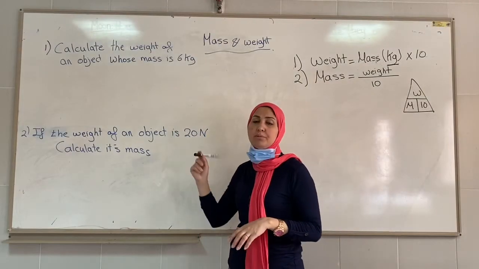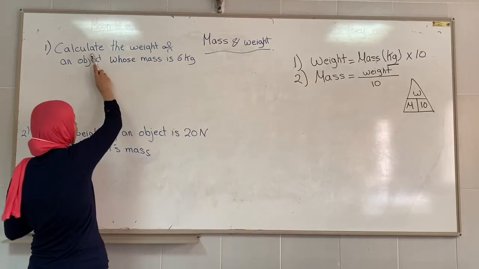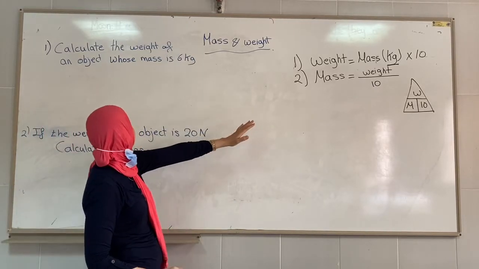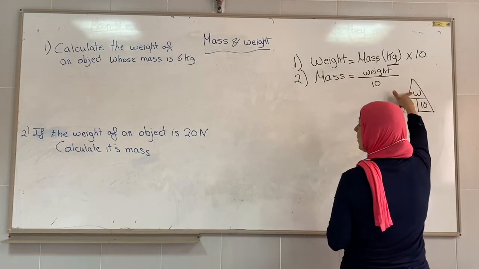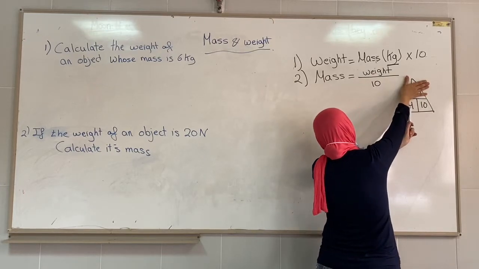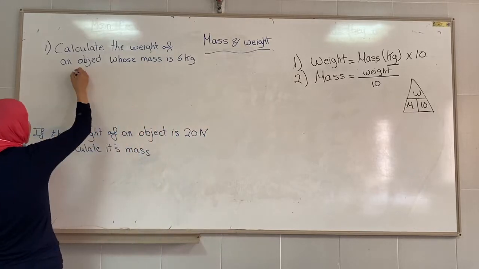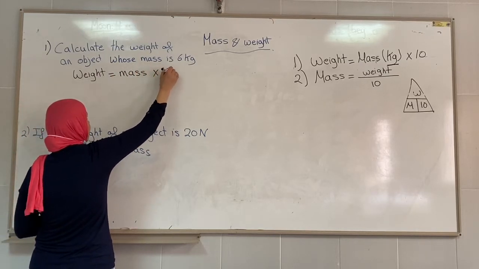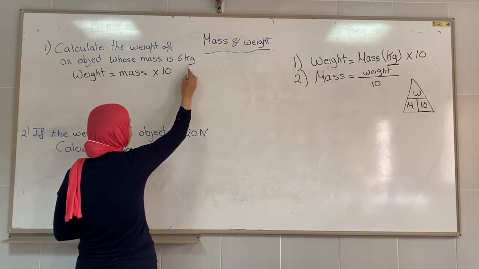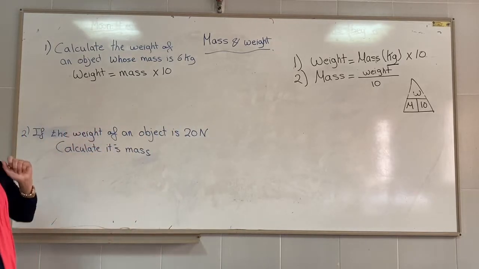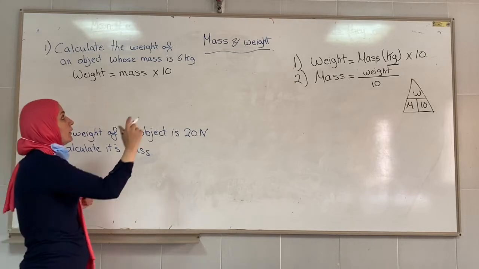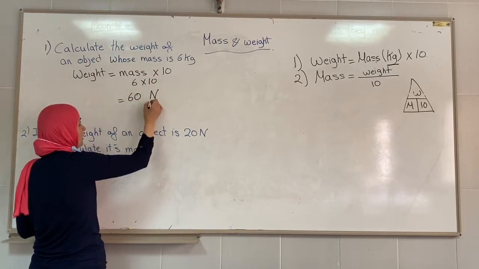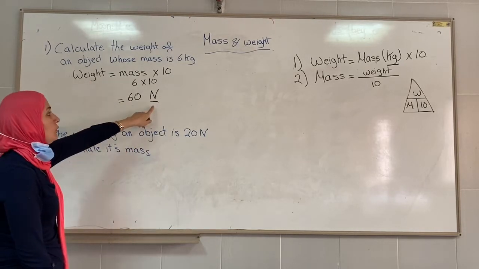Okay? Here I have 2 problems. I'm going to try to solve them. Number 1, calculate the weight of an object whose mass is 6 kilograms. So I'm going to use rule number 1 or rule number 2. I have to calculate the weight, so I'm going to cover the weight. So the weight is going to be mass times 10. Number 1, I have to write the rule. So the weight is equal to mass times 10. My mass here is 6. 6 what? I have to be careful. It is kilograms or grams. If it is grams, I have to convert it to kilograms. So here it is kilograms. So I will write 6 times 10 is equal to 60 Newton, because I am calculating the weight. So the unit is going to be Newton.